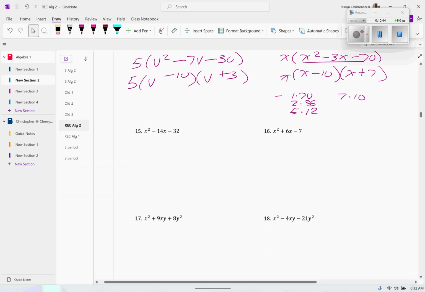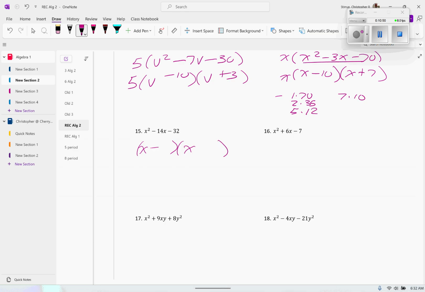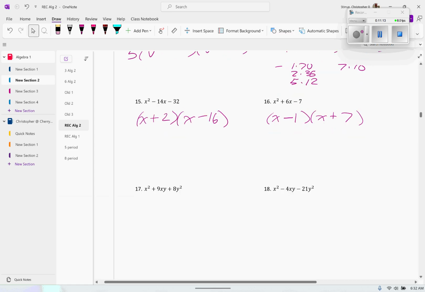Number 15, what two numbers multiply to give me negative 32, add to give me negative 14? So I know I have a plus and a negative. 32 is 1 and 32, 2 and 16. So it's going to be a 2 here and a negative. Well, if I add those together, I get the negative 14. What two numbers multiply together to give me negative 7, add to give me positive 6? So it's going to be a negative 1 and a positive 7. If I multiply those, negative 7. If I add them, I get positive 6.